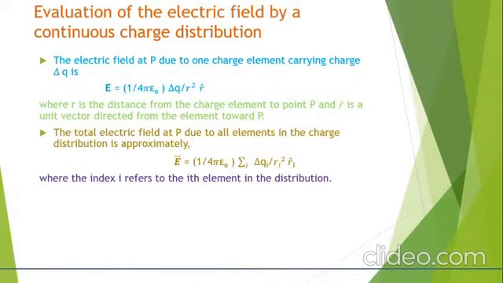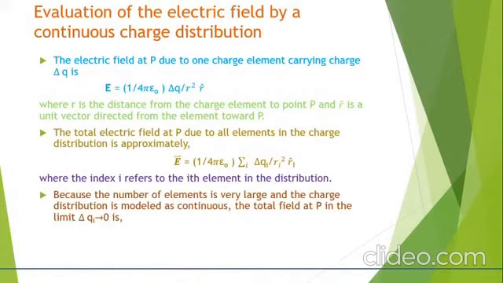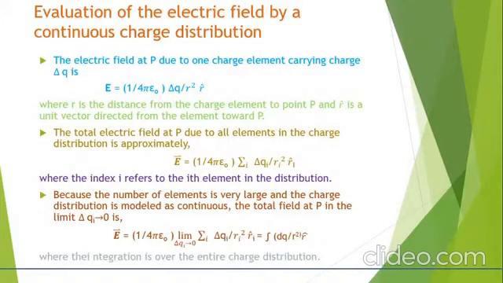As there are a large number of elements and the charge distribution is continuous, the total electric field at point P in the limit delta Qi approaches 0 is E equals 1 over 4 pi epsilon naught, limit delta Qi approaches 0, summation over i of delta Qi over ri squared, ri unit vector, which is equal to the integral of dq over r squared, r unit vector. Here the integration is over the entire charge distribution.